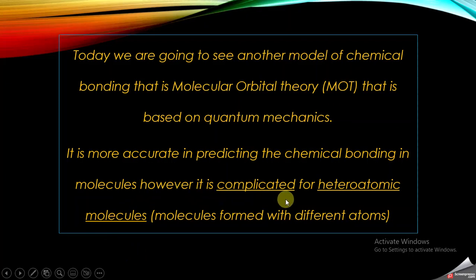However, it is complicated for heteroatomic molecules. Heteroatomic means when we have different kinds of atoms, not the atoms of the same element. So for heteroatomic molecules, it becomes complicated. As we go higher and higher, it becomes more complicated. So in this lecture, we are going to apply molecular orbital theory to simple homonuclear molecules, meaning molecules which have atoms of the same element.